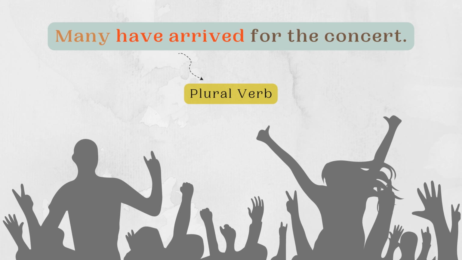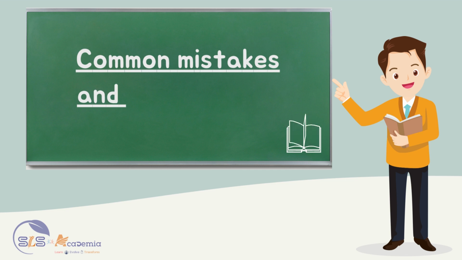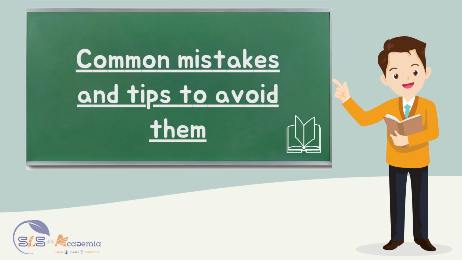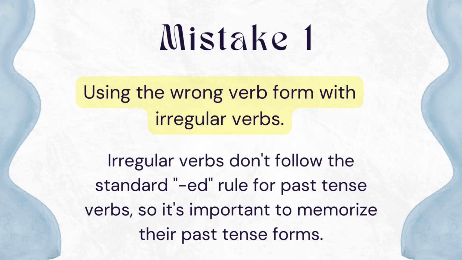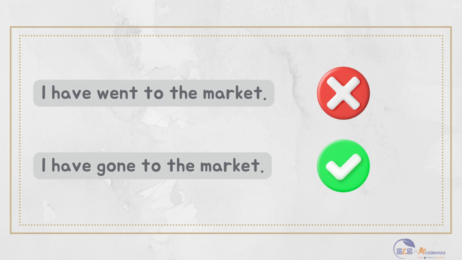Now that we have covered the rules, let us discuss some common mistakes and some tips to avoid them. One of the most common mistakes people make when it comes to subject-verb agreement is using the wrong verb form with irregular verbs. Irregular verbs do not follow the standard ed rule for past tense verbs. So it's important to memorize their past tense form. For example, instead of saying I have went to the market, which uses the incorrect past tense form of go, you should say I have gone to the market.